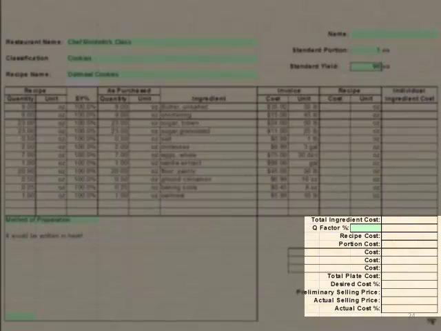Add in any other costs that happen to be on the plate you're going to serve with it to get your total plate cost. Then you're going to come up with a preliminary selling price, using the desired food cost that your establishment or instructor gives you, 30%, 25%. And then based on your market, supply and demand, you're going to come up with an actual selling price, second to last box down there. Put that in there, and with that, you'll be able to determine your actual food costs.